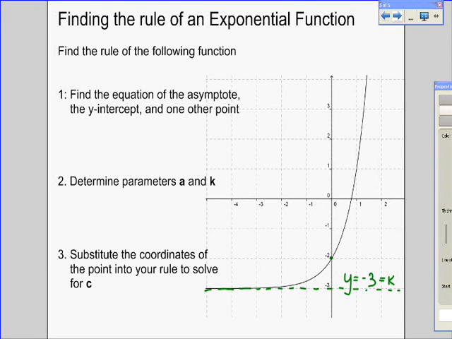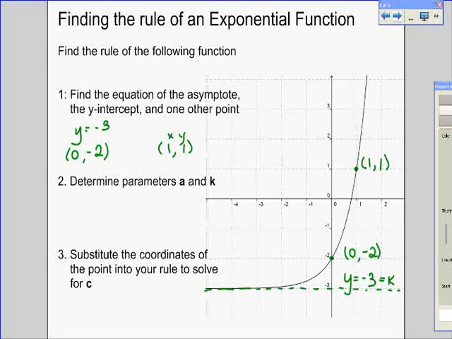Our intercept is at (0, -2). And another point here is at (1, 1). Okay, so we have y is equal to negative 3. We have our point, (0, -2). And we have another x and y value of (1, 1). We're going to determine our parameters a and k.